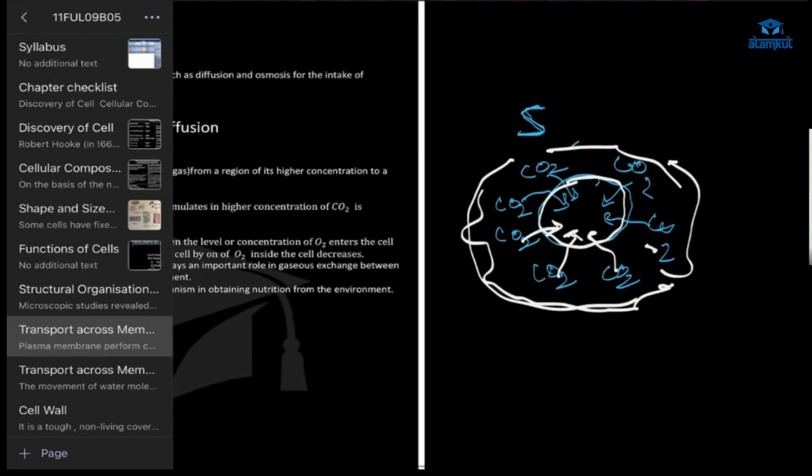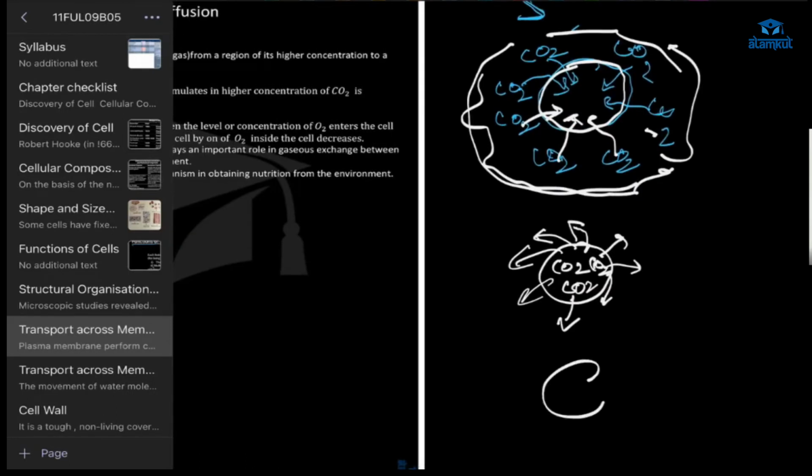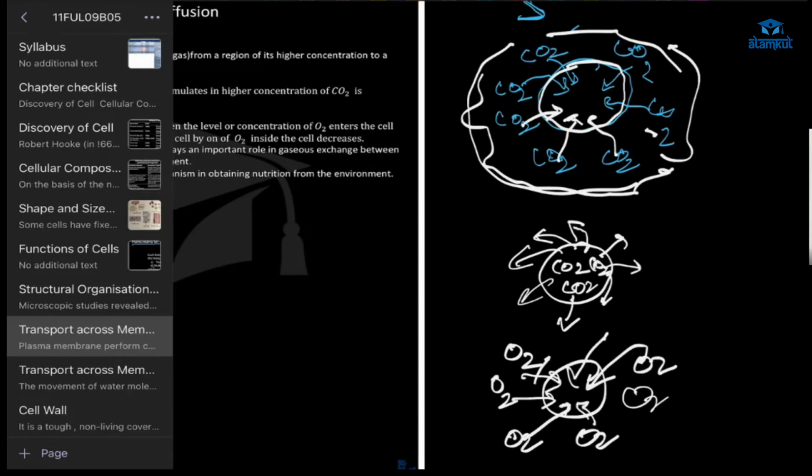Understood? Likewise, we take out carbon dioxide, right? It's poisonous to us. We have more concentration of carbon dioxide inside our cells, so it goes outside through diffusion, from higher concentration to lower concentration. Understood? And we breathe in oxygen, right? Outside there is more oxygen, so it gets inside the cell by diffusion. Understood?